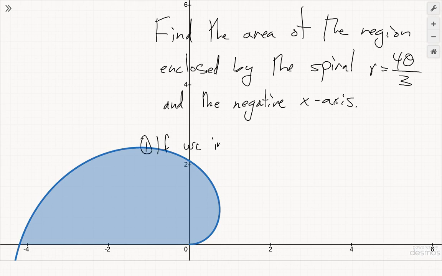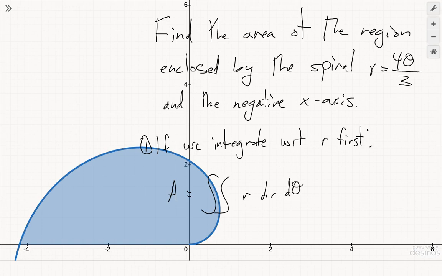So first let's do this. If we integrate with respect to r first, which typically is a good idea, we'll get A equals the integral of something r dr d theta. So this is what it looks like integrating with respect to r first. Theta goes from 0 to pi, and then r goes from 0 to 4 theta over 3.